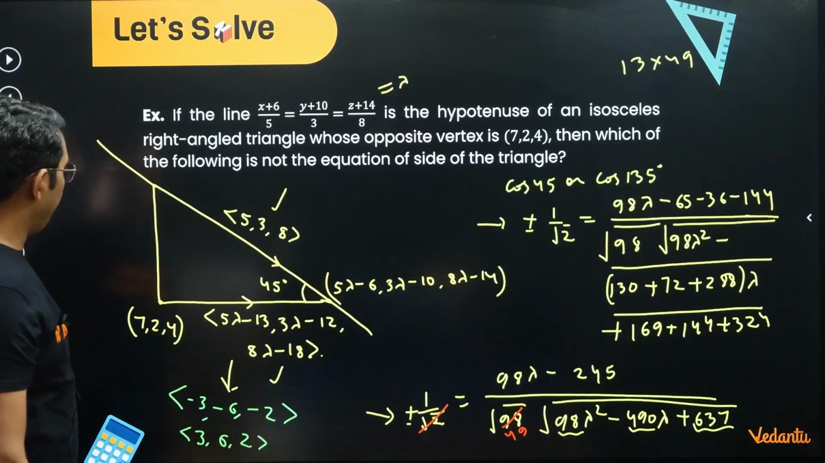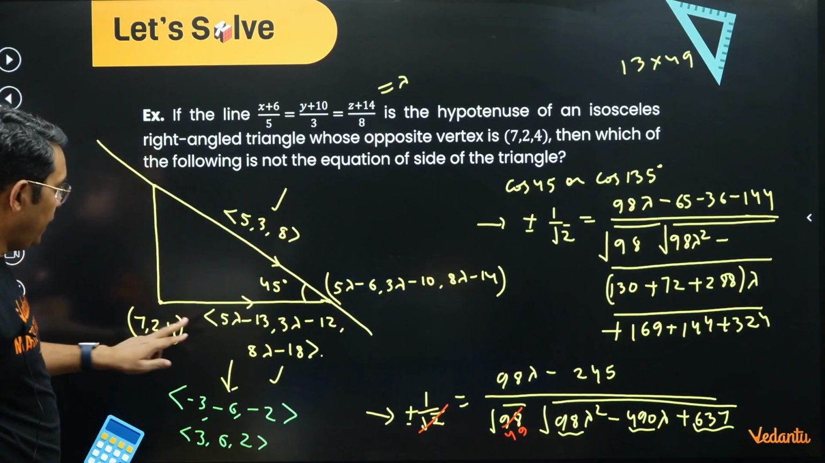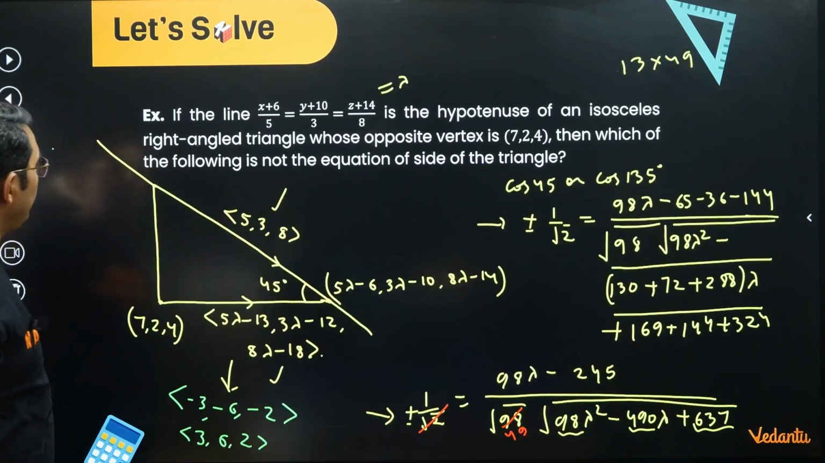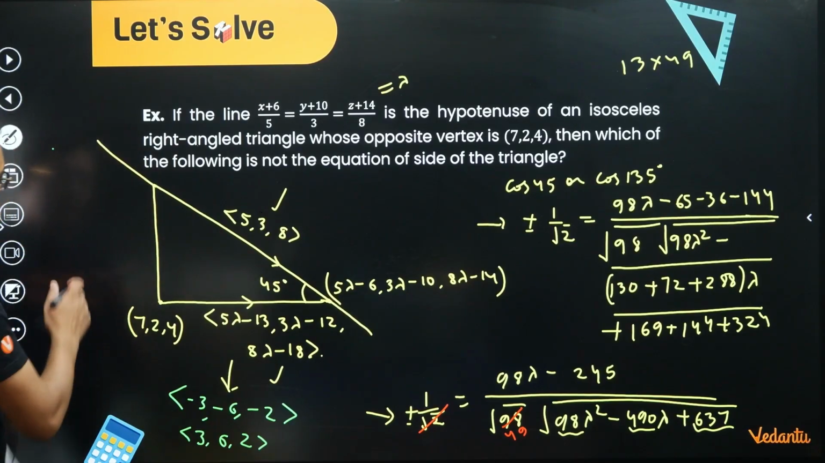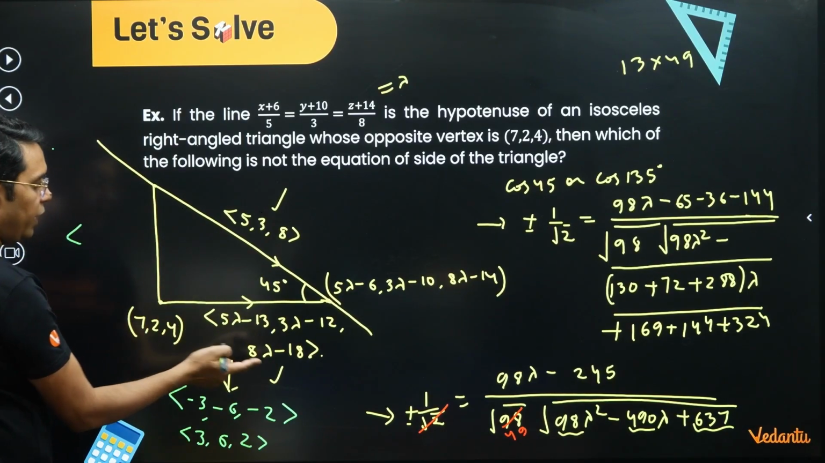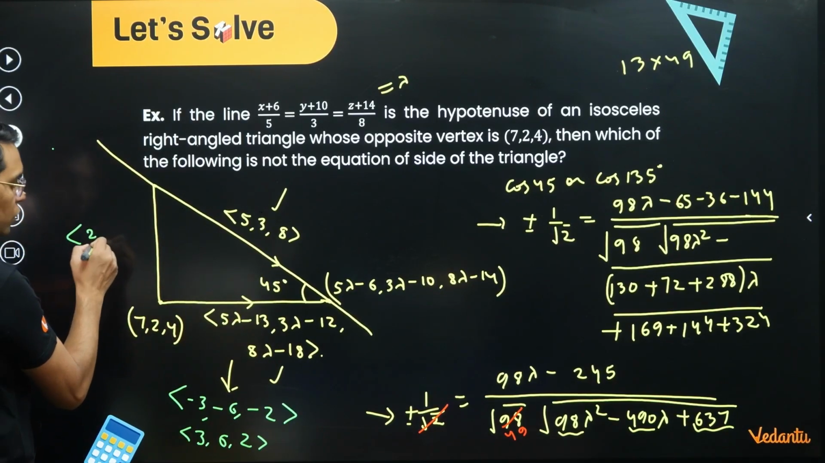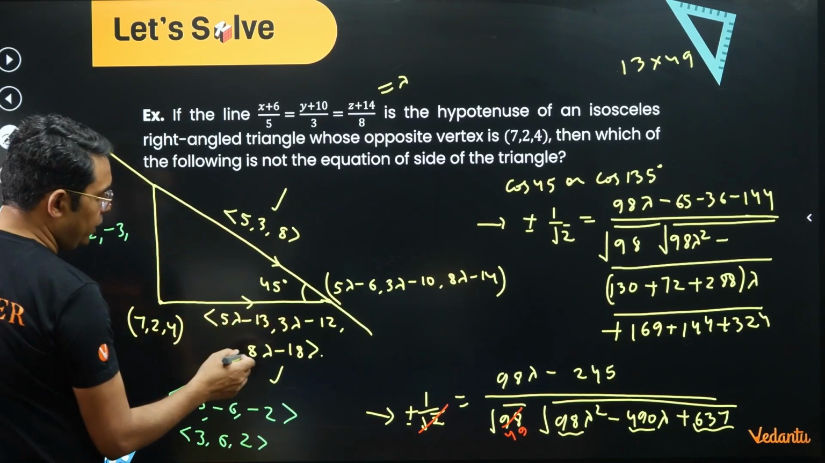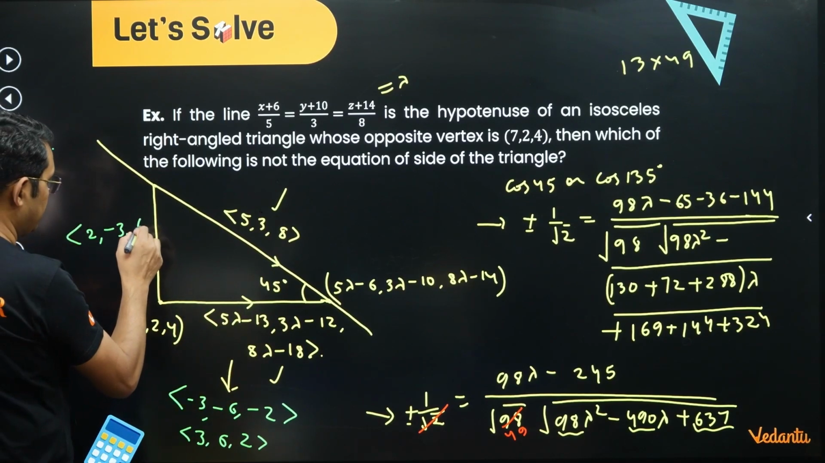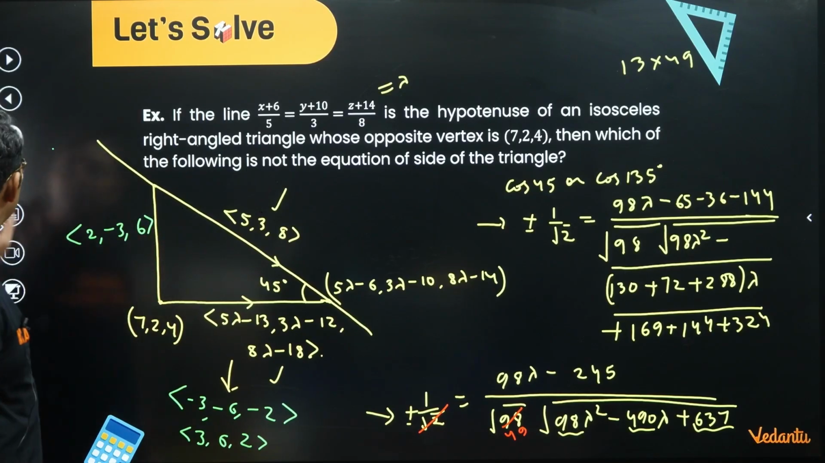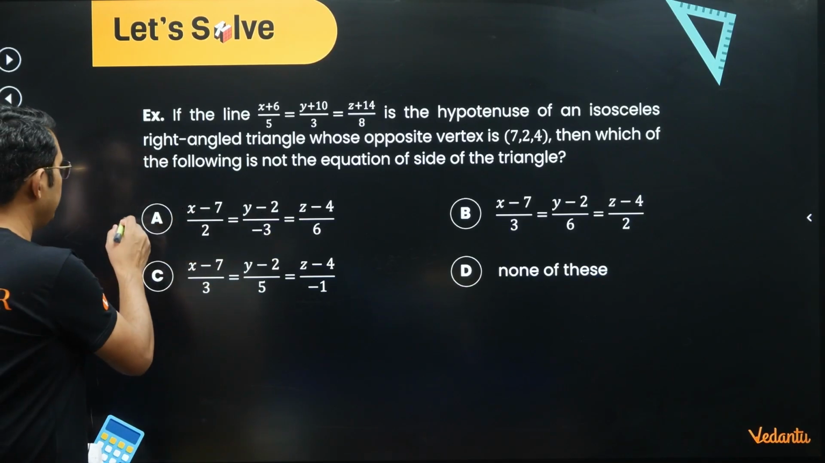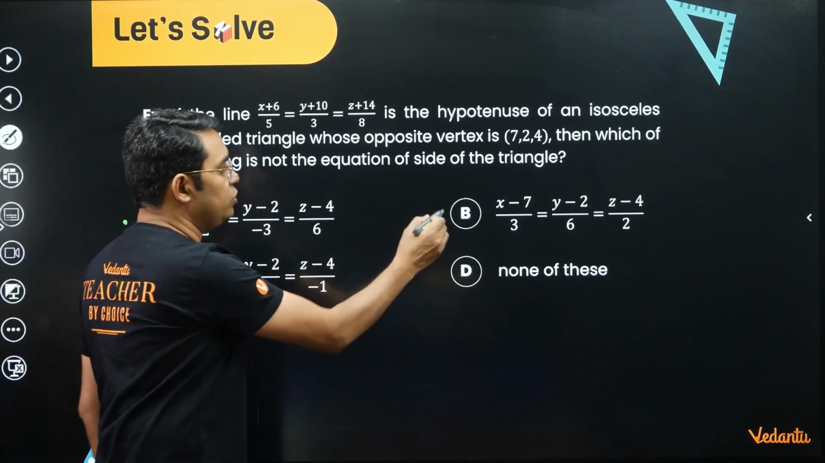And similarly, if we do it for the other side, that will be taken from the value of lambda equal to 3. So if you take lambda equal to 3, this direction ratio will be 3 into 5, 15 minus 3, so 12... so 2; and 3 into 3, 9 minus 12, so minus 3; and 3 into 8 is 24 minus 6, or 6. So 2, minus 3, 6, and 7, 2, 4. So this is also one of the sides.